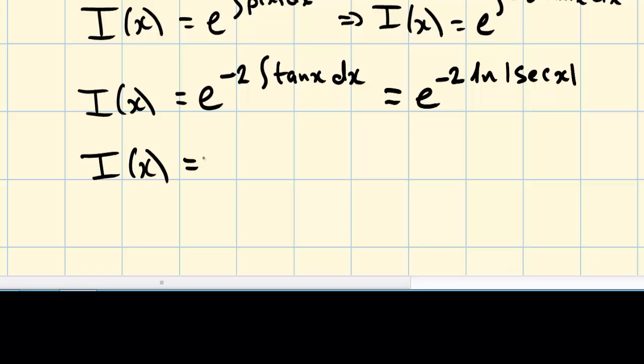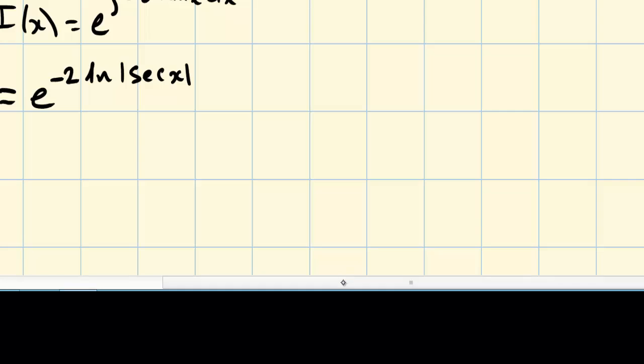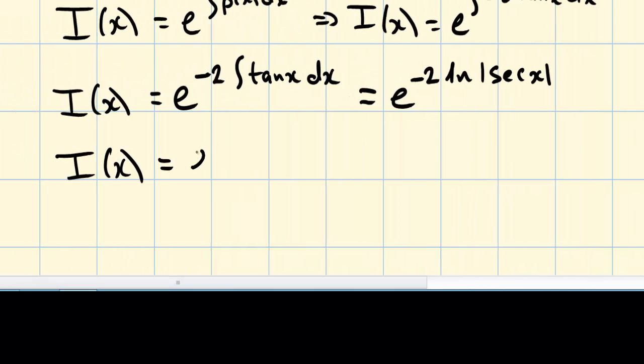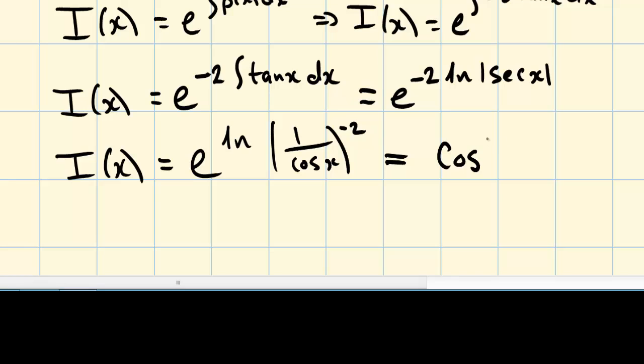So the integrating factor is equal to e to the ln, for the sec x I think I'm going to write 1 over cos x, and that can be raised, if we take the minus 2 up as a power as shown, put the e to the ln function there, so that's going to become quite simply the cos squared of x. So we now have our integrating factor.